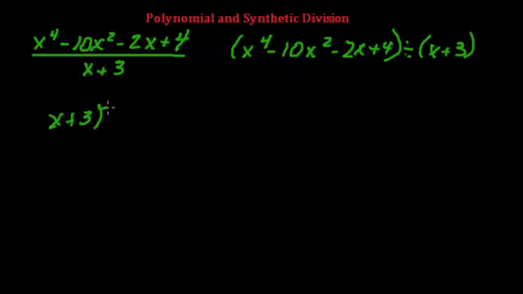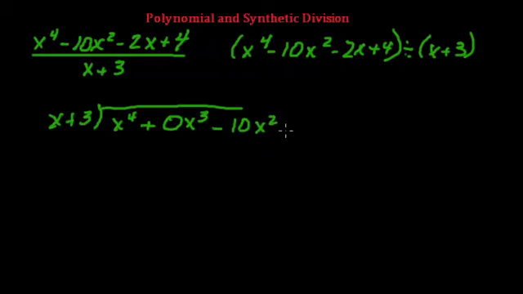x plus 3 into x to the fourth. Now, there's no x cubed term, but I'm just going to put one in here, 0 times x cubed, as a placeholder. Then minus 10x squared minus 2x plus 4. That's a ridiculously long looking thing. All right, so here we go.